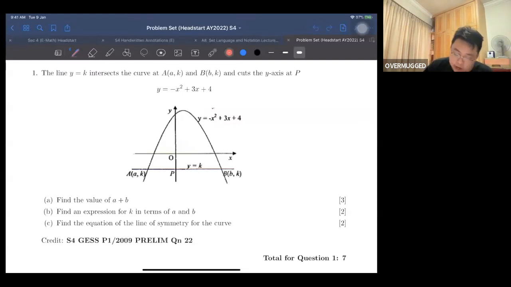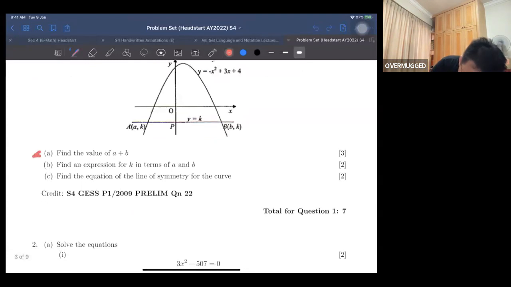Okay, you need to find the values of A plus B, find an expression for k in terms of A and B, and find the equation of the line of symmetry for the curve. The difficulty for this question is in question 1, parts A and B, so it's these two parts here. The last part is pretty easy, so not too much there. It's parts A and B that are a little bit more on the challenging side.